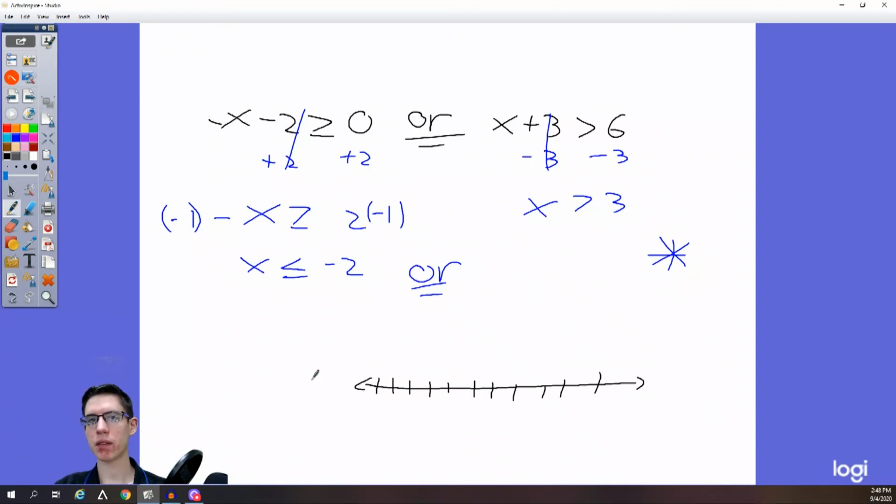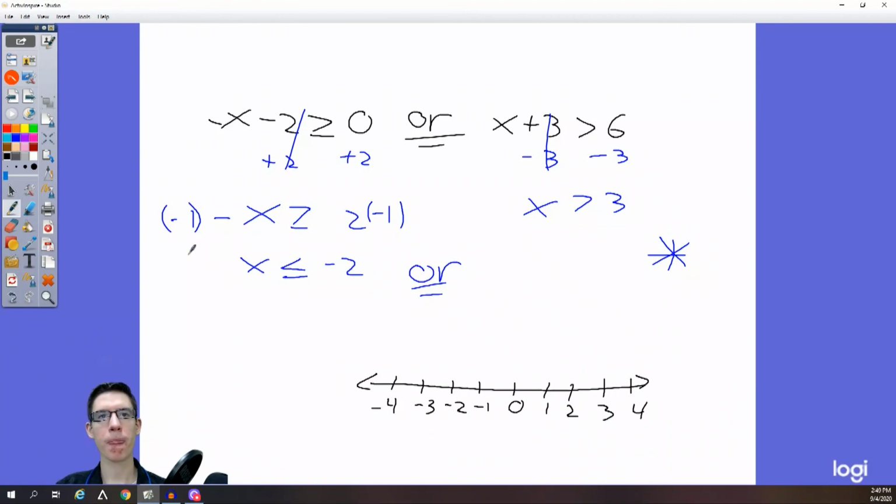Hold on, I don't like that. I want my number line to be clearer. Bear with me. I'm sure this is just delightful to watch. Let's put -4, -3, -2, -1, 0, 1, 2, 3, 4. That'll work.